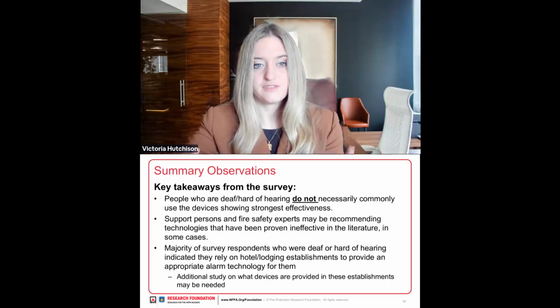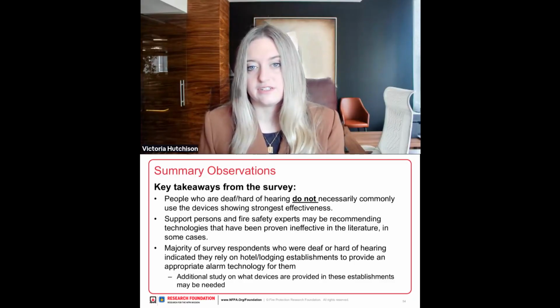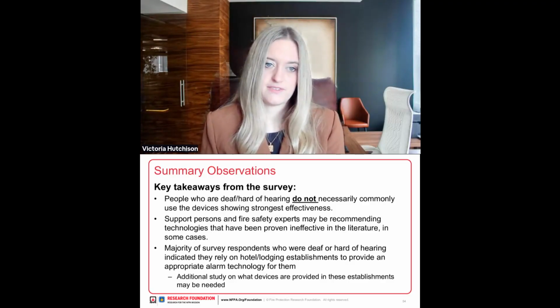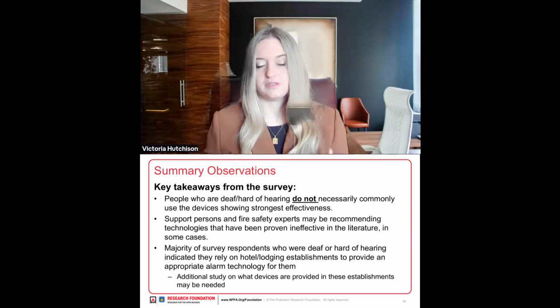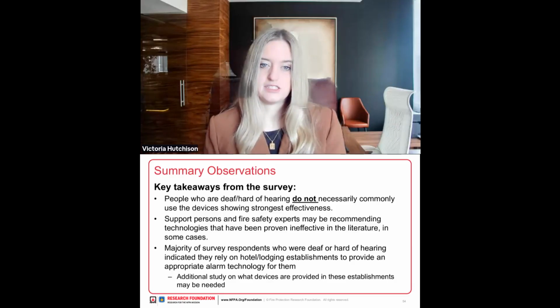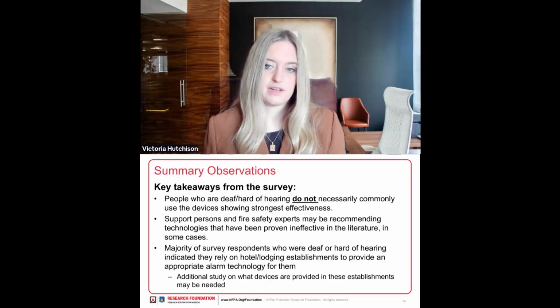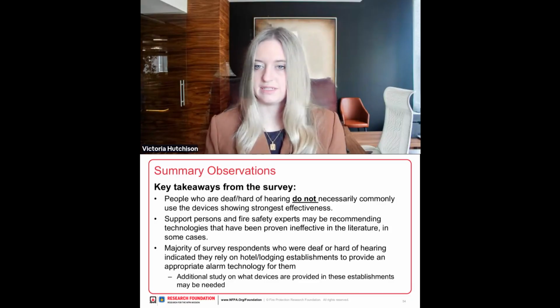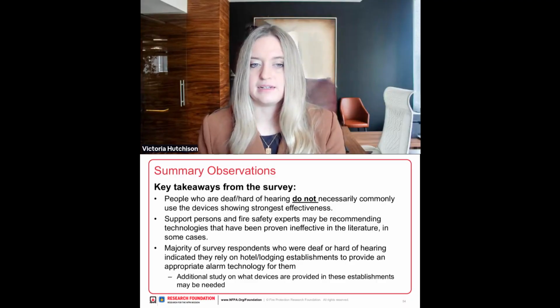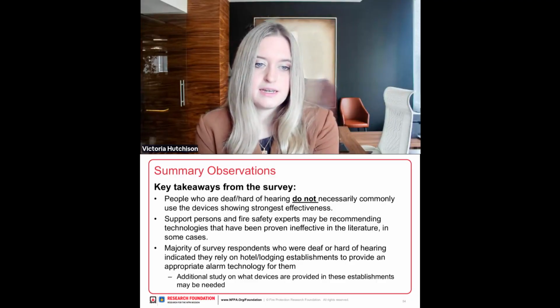So from the survey, people who are deaf or hard of hearing do not necessarily commonly use the devices showing the strongest effectiveness. Some of the support persons or fire safety experts might be recommending technologies that have been proven ineffective in the literature. So I think we need to really take a look at that and the evidence behind the recommendations.